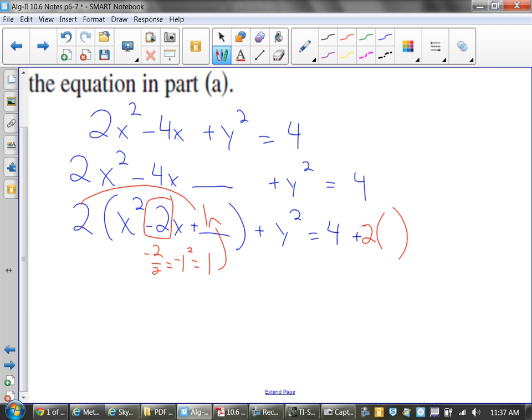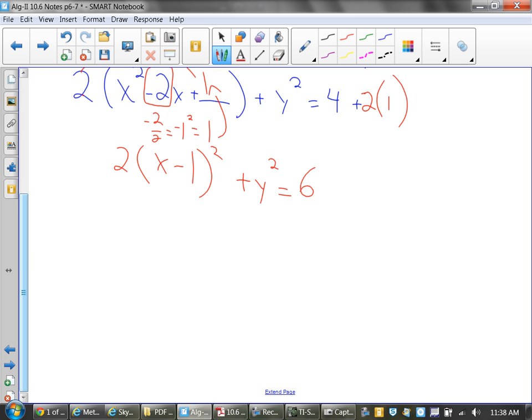Okay. You have just completed the square. You took half of b and you squared it. Therefore, this new term for the squared part will be x minus 1. Remember, the trick was half of b was your term. What's 4 plus 2 times 1? 6. You're almost done.